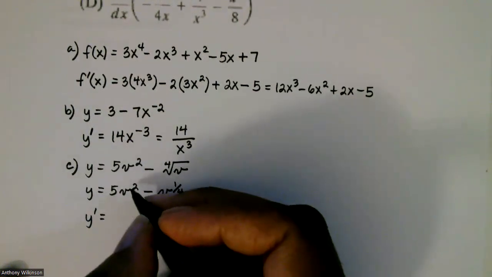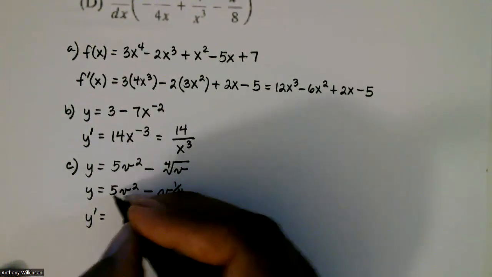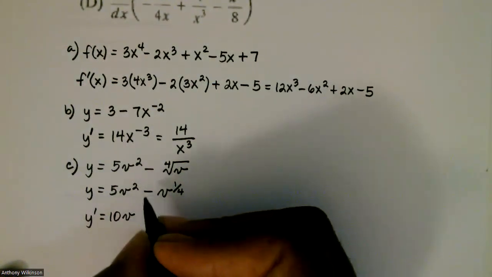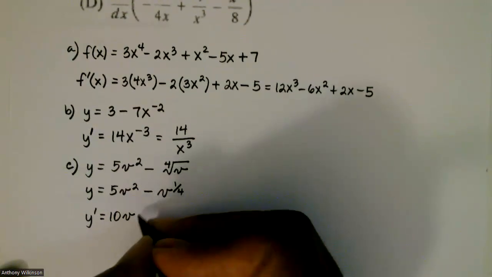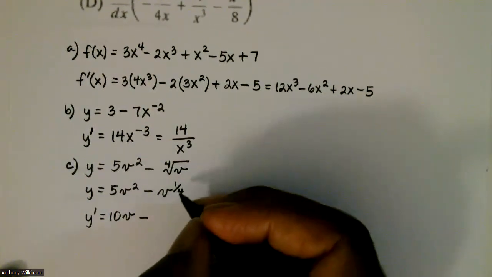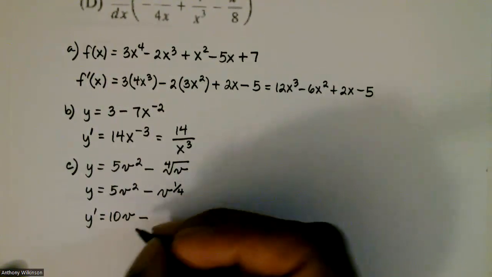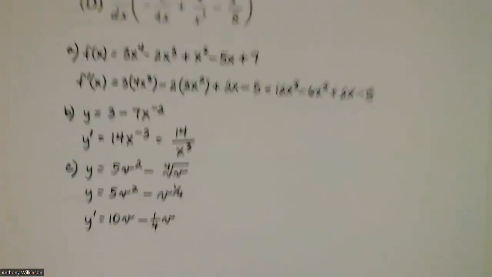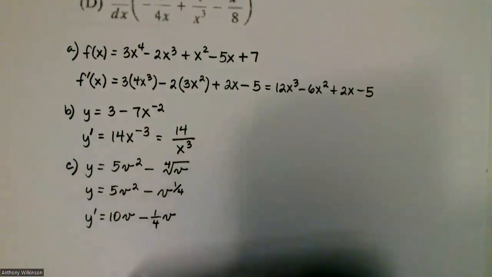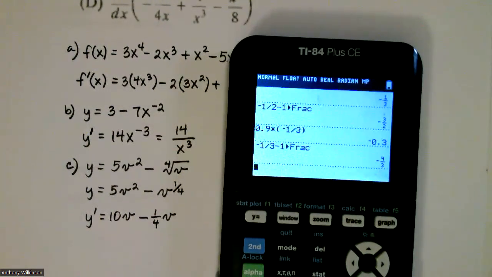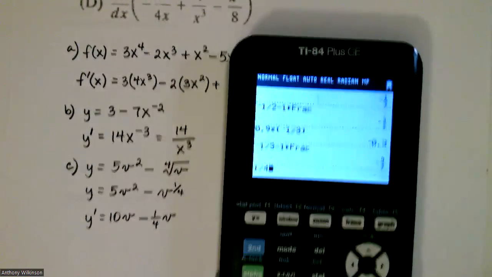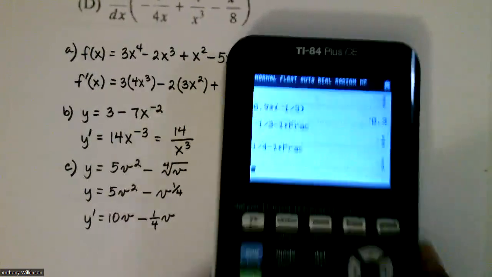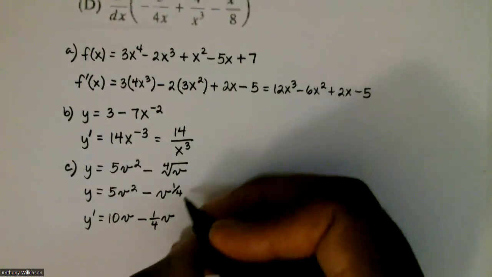So y prime would be, here if I use the power rule by bringing the power down, 2 times the 5 that's in front, that would be 10. And then copy the v over to the one less power, 2 minus 1, that would be 1. And then minus. For v to the 1/4, I bring down the exponent of 1/4. Copy the v over, and then I'm going to do 1/4 minus 1. Okay. So 1/4 minus 1 as a fraction would be negative 3/4. So it'll be v to the negative 3/4 power.